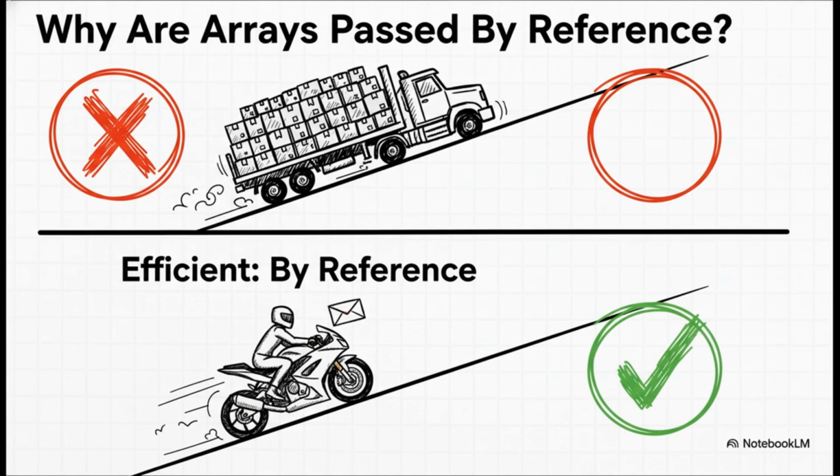Well, it all comes down to one thing: efficiency. An integer is tiny, making a copy is fast and cheap. But an array could have thousands, even millions of elements. Can you imagine copying a massive array every single time you pass it to a function? It would be incredibly slow and would waste a ton of memory. So C takes the smart, efficient route. It just passes the address, that tiny little map, which is super fast.